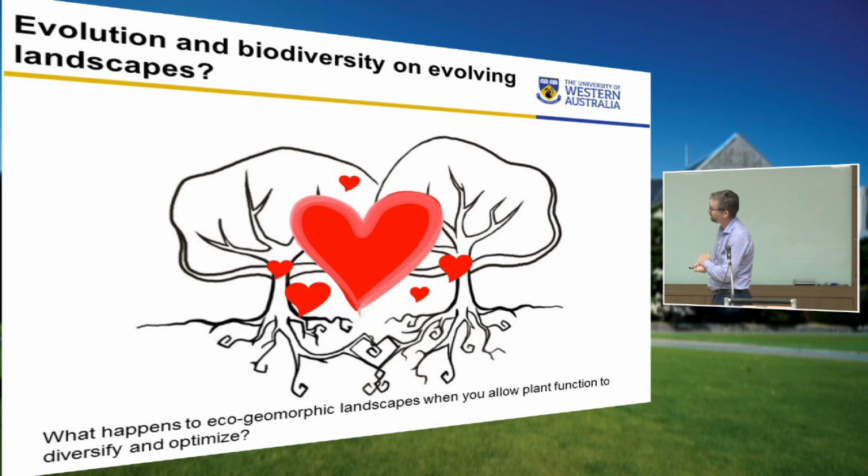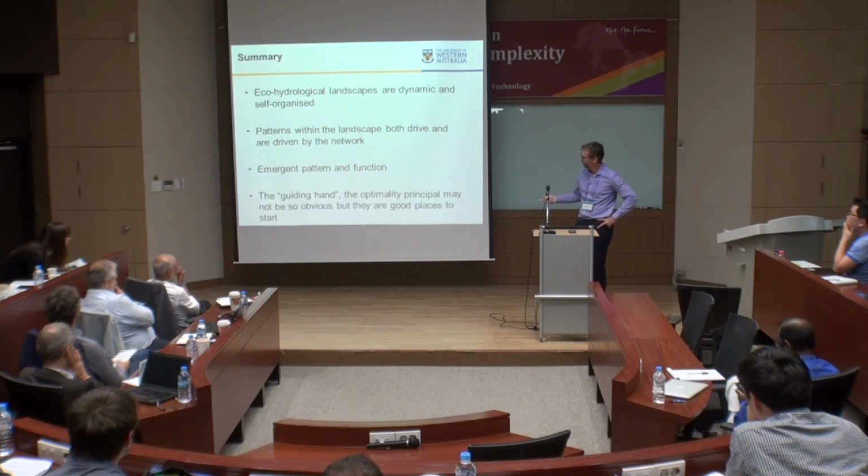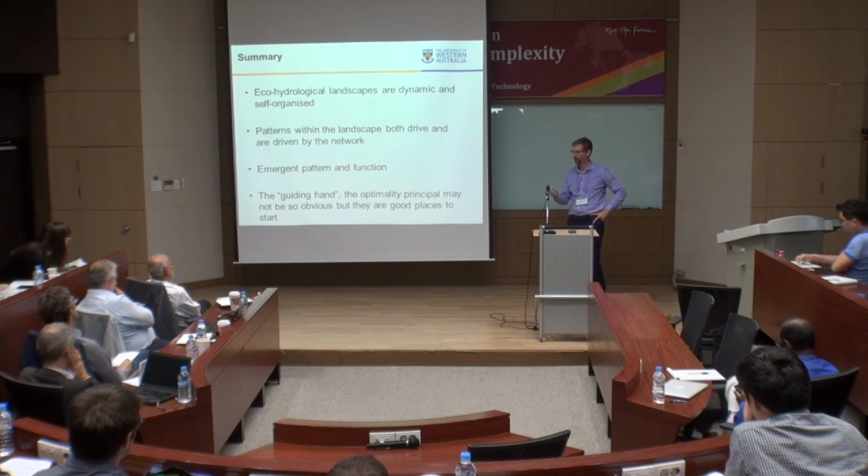So in summary, I think eco-hydrological landscapes are really interesting places to study dynamic networks. The patterns within the landscape that I showed you, I think both drive and are driven by the network itself. And we have emergent patterns, both in the vegetation, but also I showed you the emergent phenomena of thresholds on hill slopes that are related to network and network processes, and perhaps patterns of microtopography on the hill slope. So we need a search for this guiding hand. We clearly need new optimality measures for these semi-arid landscapes where fluvial networks aren't fully evolved.